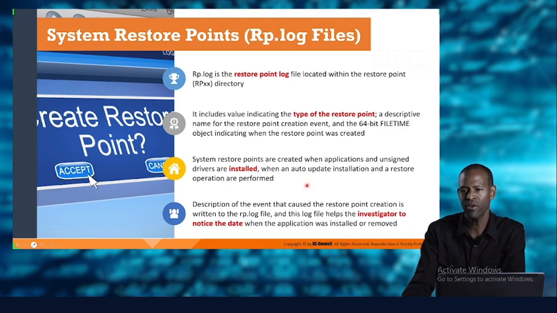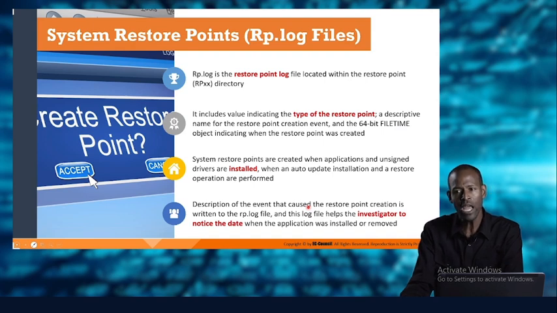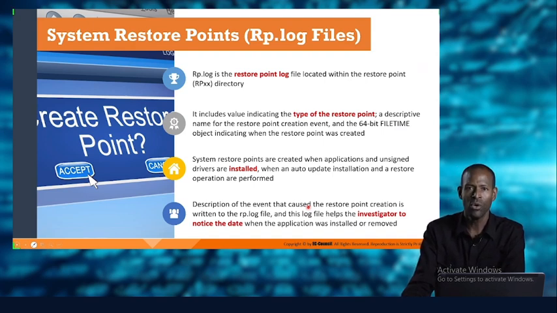So unsigned drivers and auto updates. And of course, you can trigger it yourself as a user. And so there's a description. You can add that in. Usually that's automatic because most restore points are automatic. But it'll tell you that this restore point was created because of an unsigned driver, or this restore point was created because of an update, or the user triggered the restore point creation.